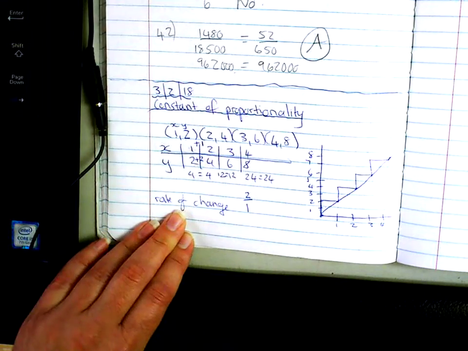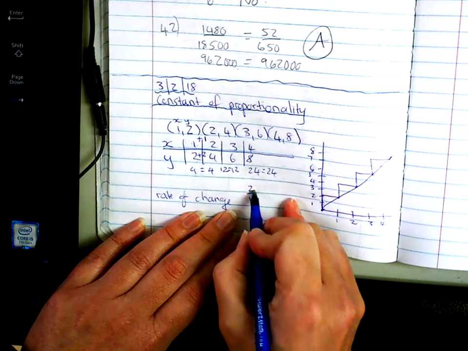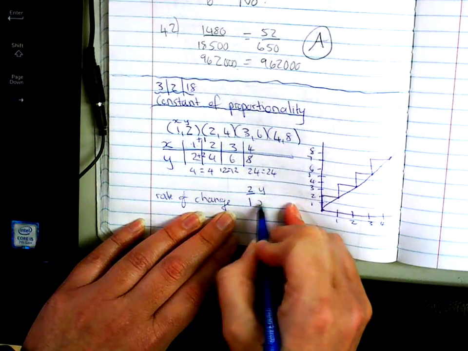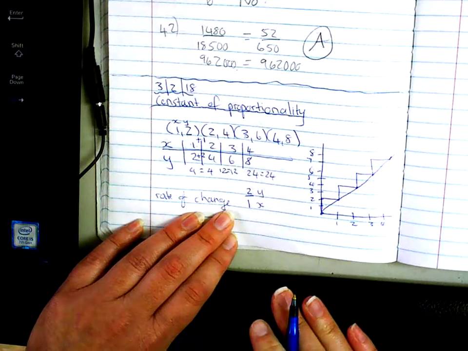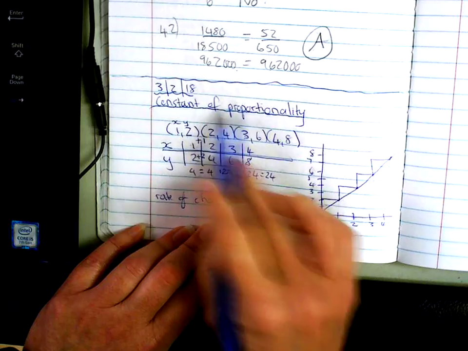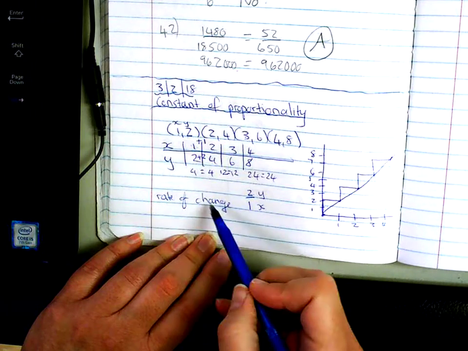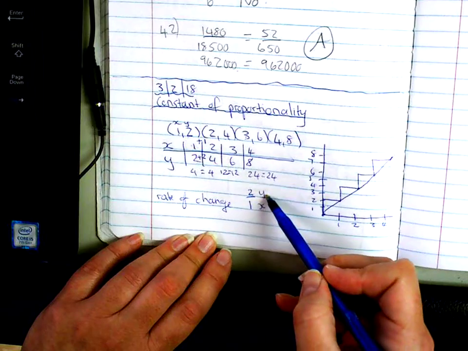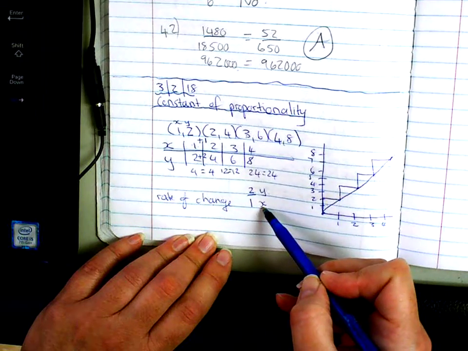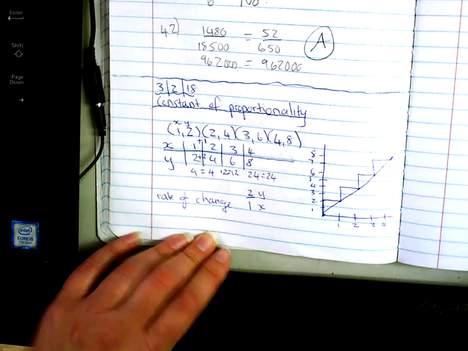Please pay close attention to what I just did. I put y on top and x at the bottom. That is how you describe the constant of proportionality, also known as the rate of change. Every time y goes up 2, x goes over 1.